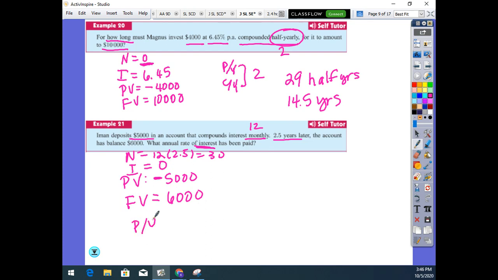Payments per year. That's my monthly. Both of these is 12. Then go back, put your cursor on the interest, and green alpha, enter. You should get an interest rate of 7.32%. Always make sure you're doing 3 sig figs for everything but money. Money, you always want to round to the nearest cent.